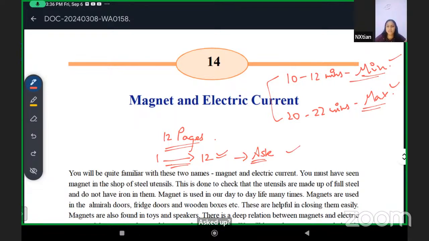So what is the minimum number of slides you have to have, and what is the maximum? No, there is no maximum amount. There is no minimum amount also. But don't just keep it to like 2 pages.